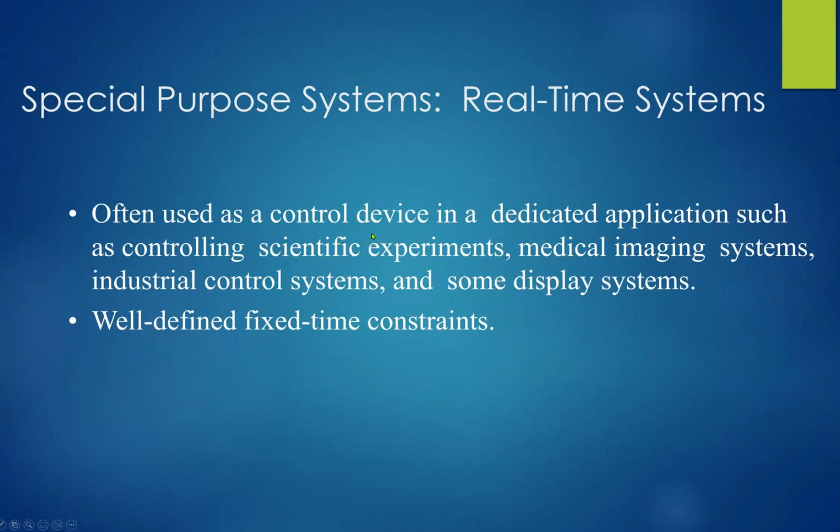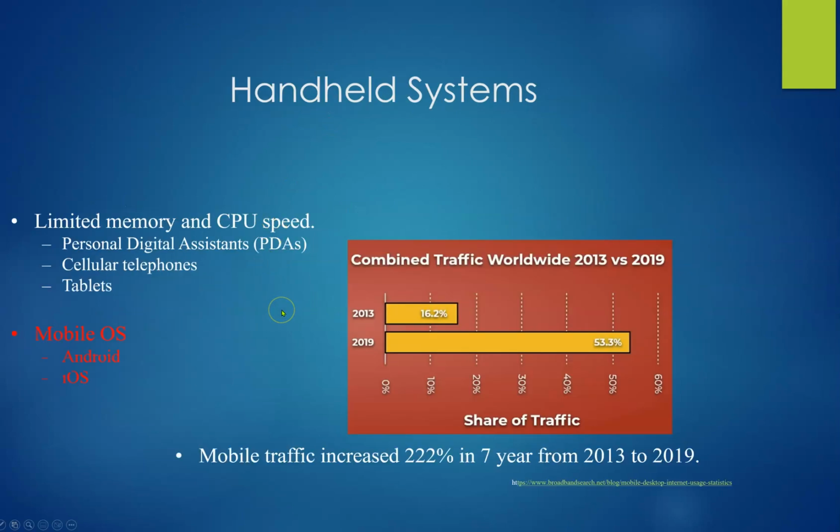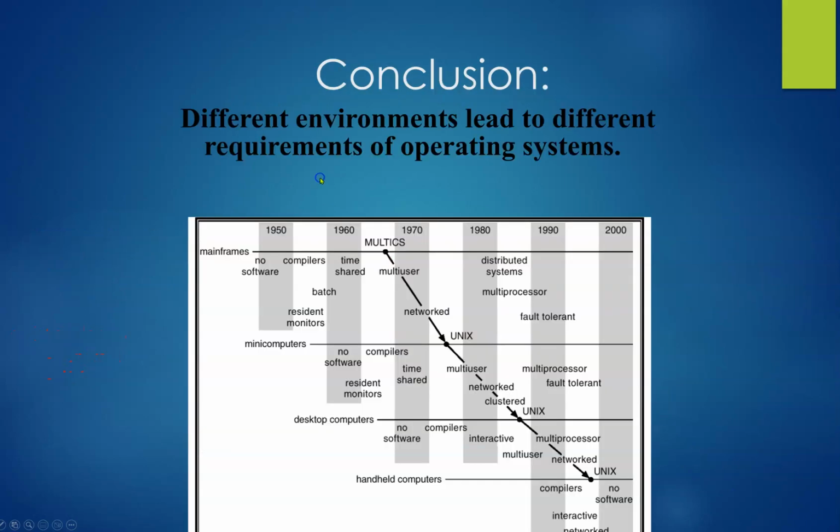There are special purpose systems as well, real-time systems. They're often used as control devices in dedicated applications such as scientific experiments, medical imaging, and that sort of thing. And they typically have to deal with well-timed, well-defined, and fixed constraints. Now we have also handheld systems, with limited memory and CPU speed: PDAs, which have kind of gone out of vogue, cell phones, smartphones, tablets. The two primary OSs there are Android and iOS, because Microsoft's entry kind of died. And the amount of traffic on mobile is just going through the roof.